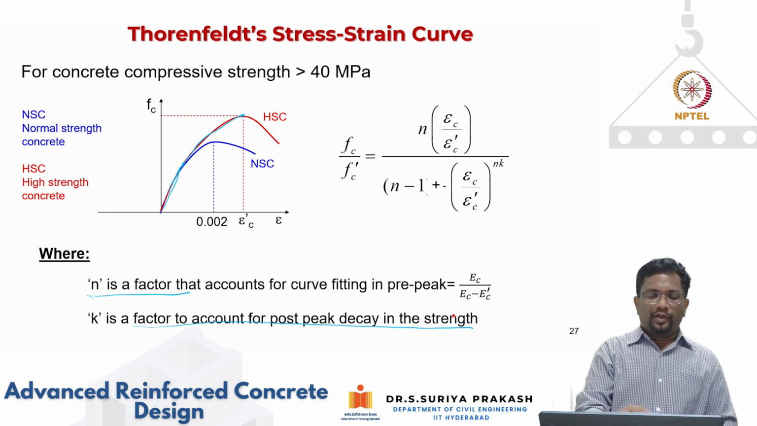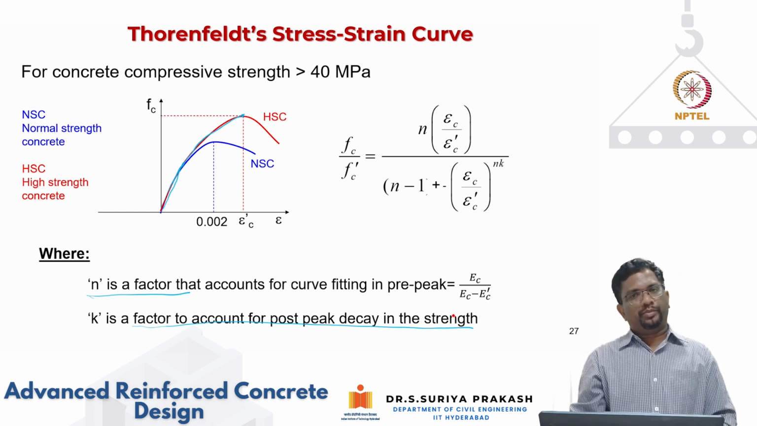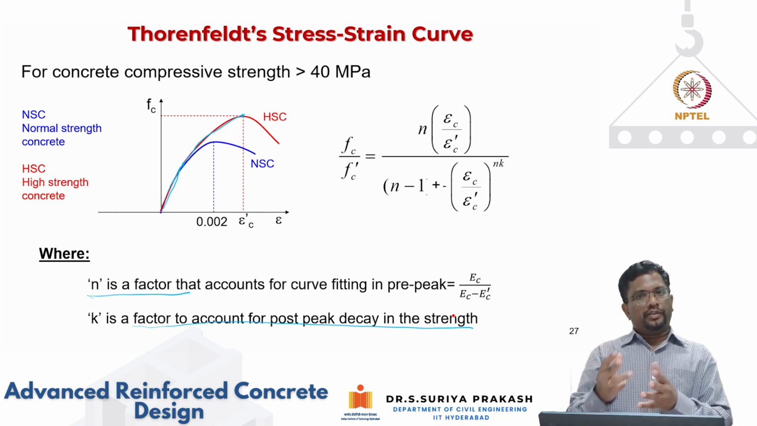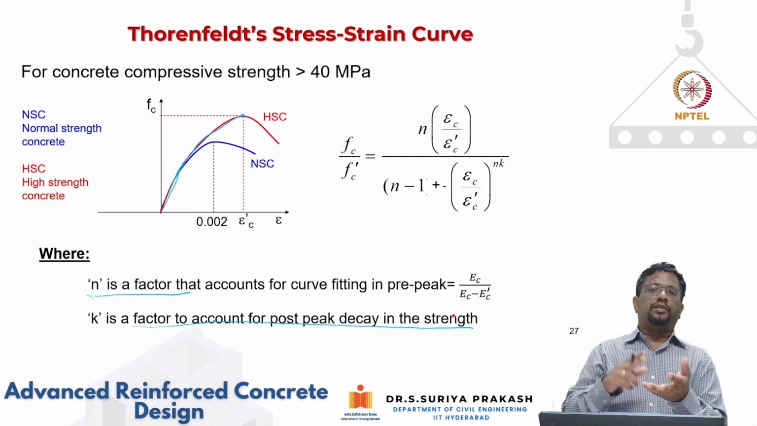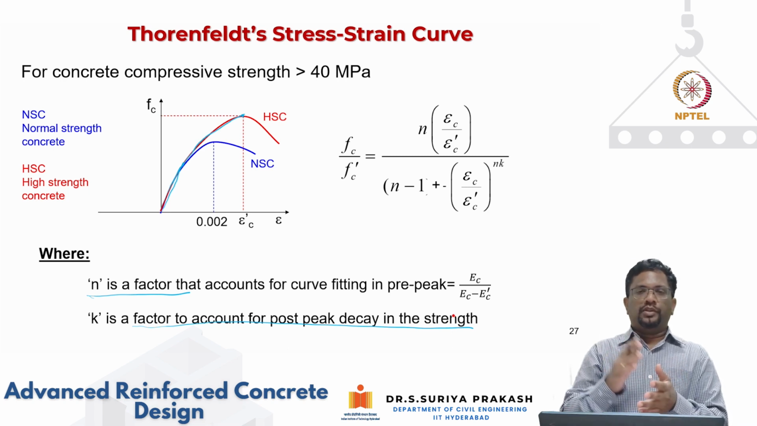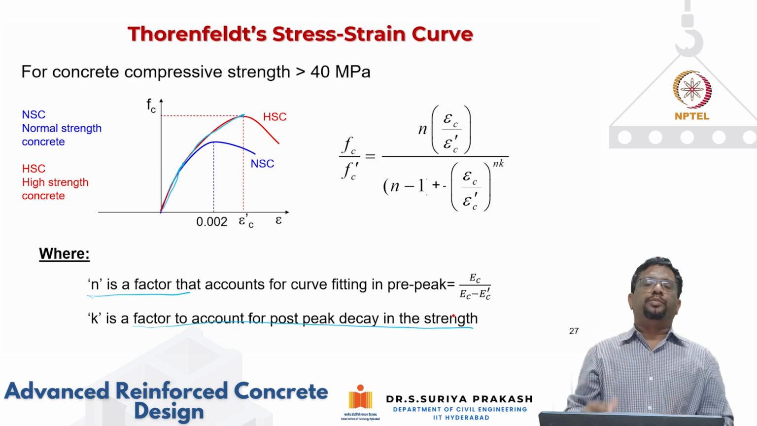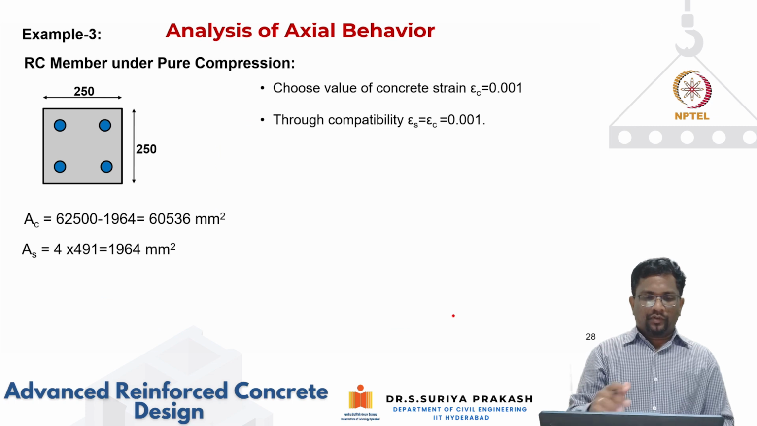So if I am able to get this N and K value and epsilon prime C and f prime C, then using this equation, we should be able to predict for any epsilon C what is fc. Because to predict your axial behavior for any strain, first we need to find what are the stresses in the concrete and stresses in the steel. Though strain in the concrete and strain in the steel is going to be same, their respective constitutive equation or constitutive behavior is going to be different. So that is what we need to account for.